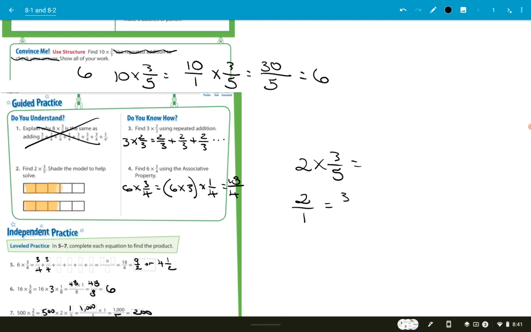Okay. All right. Let's look at the problem solving. Explain how you would find 36 times 3 quarters mentally. Let's see what you guys come up with here.